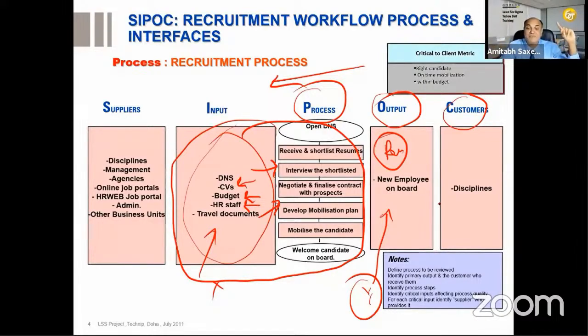So first thing I'm doing is SIPOC. I'm doing supplier, input, process, output, and customers. So customers, output, process, input, and suppliers. SIPOC. I'm focusing on process, not on people.